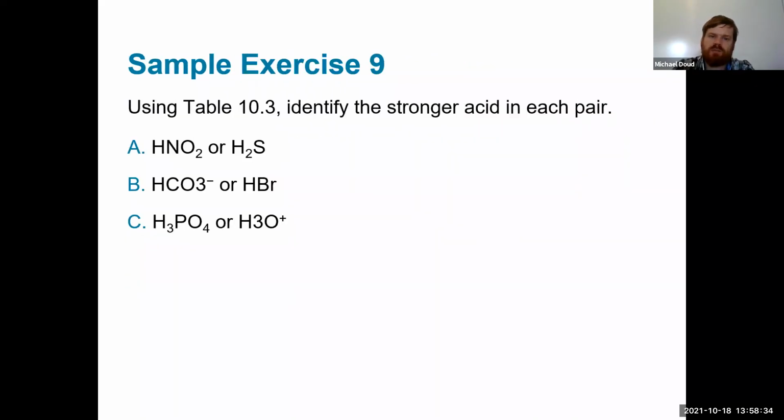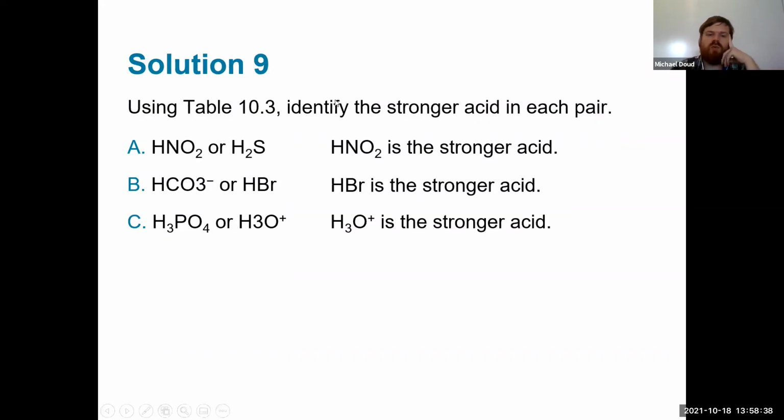Okay, let's take a look. So using that table, which one's stronger? Well, the one that's higher on the table is stronger. So HNO2 is stronger than H2S because it's above it on that table. Similarly, HBr, one of the strongest acids that we know of, is the stronger acid compared to hydrogen carbonate. And then finally, phosphoric acid versus the hydronium ion. Hydronium being higher up on the table is the stronger acid.